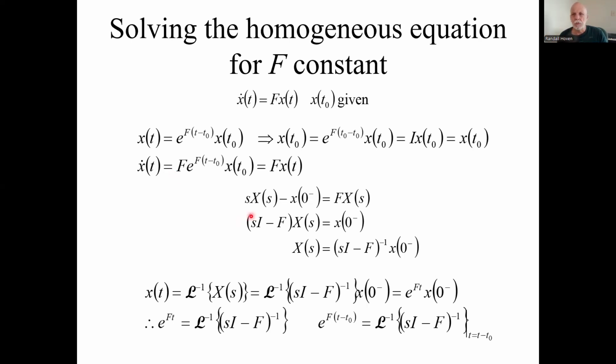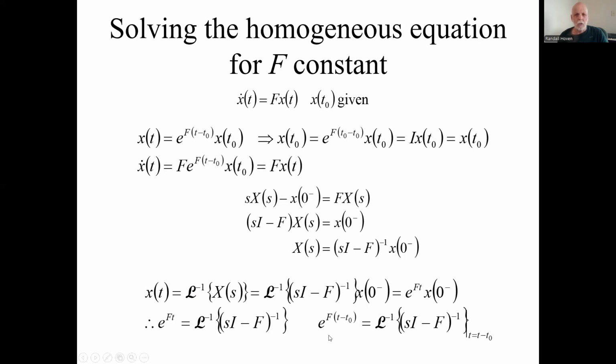What if we solved it using Laplace transforms? Go back up here. We have S times the Laplace transform of X, which would now be the A vector, minus this initial condition. That's the way Laplace transforms work. And on the right side, you have F times the Laplace transform of X. You do a little bit of algebra. You have the solution for X in the Laplace domain. If you take the inverse Laplace transform, you have the solution in the time domain.